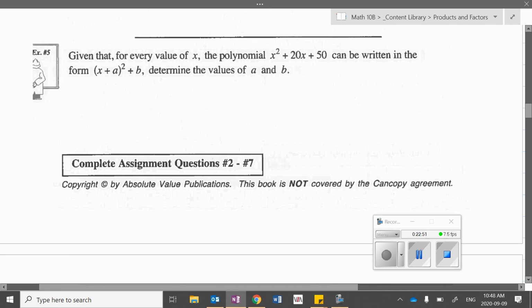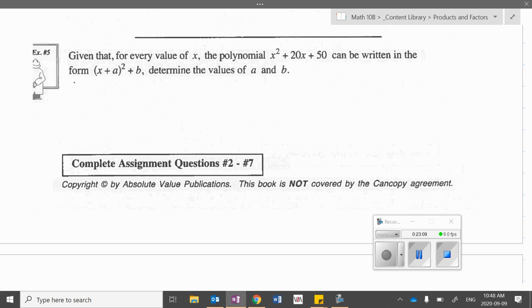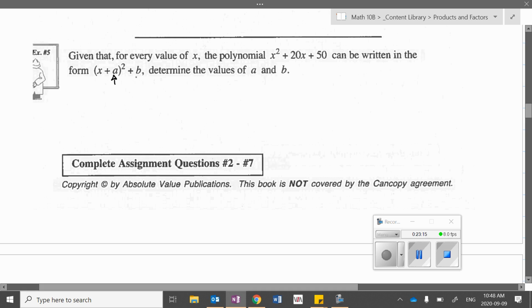Let's do 5. For every value of x, the polynomial can be written in this form. Determine the values of a and b. This is a weird question, right? This is written very differently. I don't even know how to start. So we're coming up with two numbers to put here that will give us that equation in the end. So let's put this in the form like I've been telling you. Let's rewrite it as x plus a times x plus a plus b.